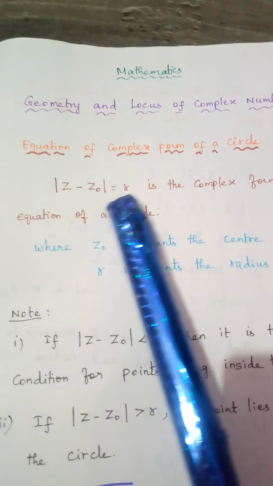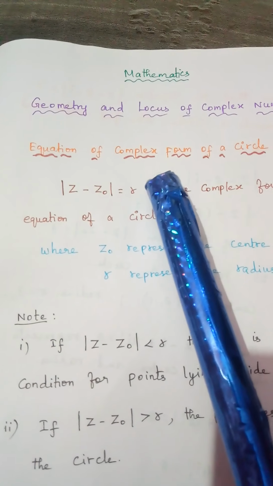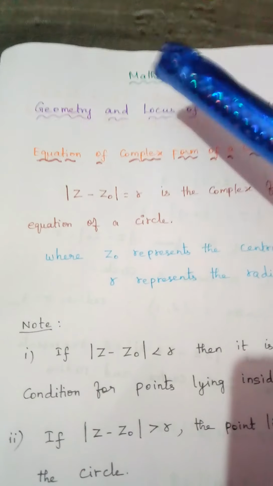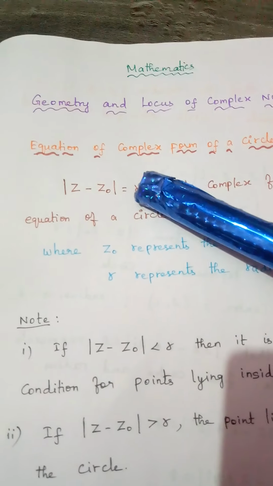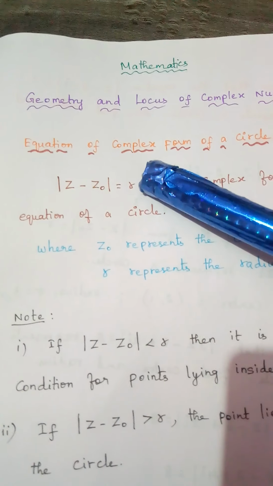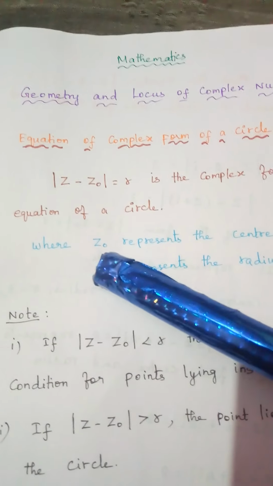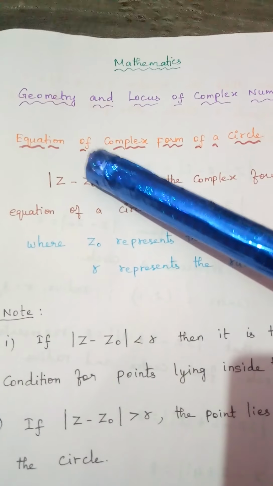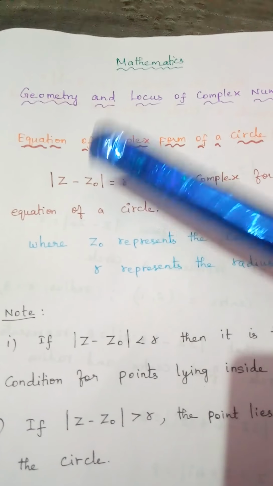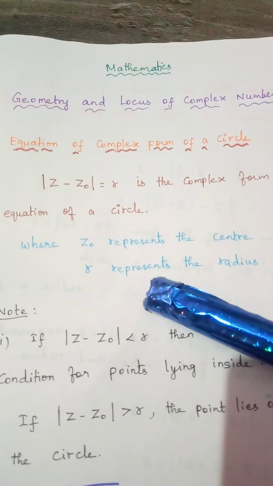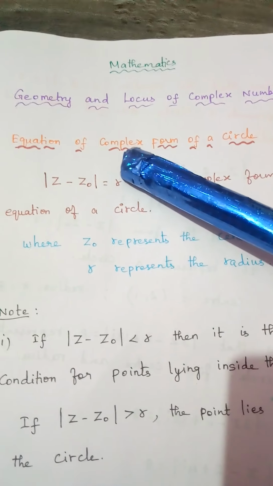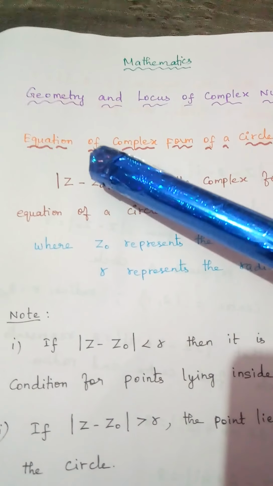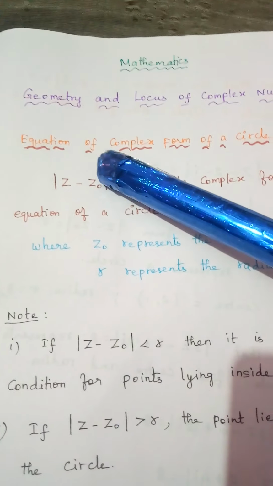So wherever you find an equation of this format, you should understand that it is nothing but a circle. You should note this also, where z naught represents the center of the circle. R represents the radius. Where is r? It is present on the right hand side. This is nothing but the radius of the circle, and this is called the center of the circle.